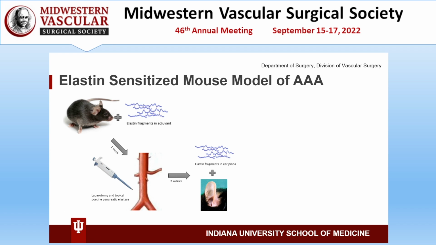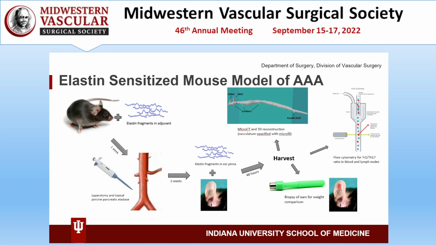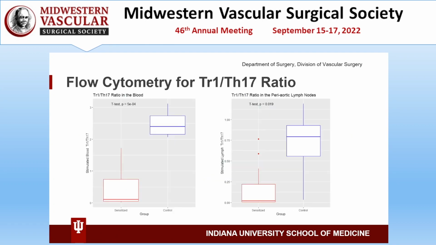48 hours after that, ears were harvested for weight comparisons. Flow cytometry was performed to evaluate for TR1 to Th17 ratios. And micro-CT and 3D reconstructions for volume of AAA and surface area of the AAA were assessed. Previously, we had found that mice sensitized to elastin degradation products have elevated levels of inflammation and a decrease in the TR1 to Th17 ratio in both the blood and the periaortic lymph nodes.